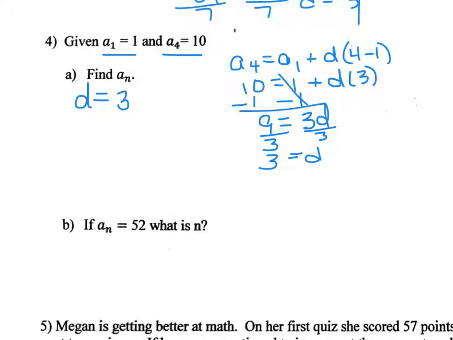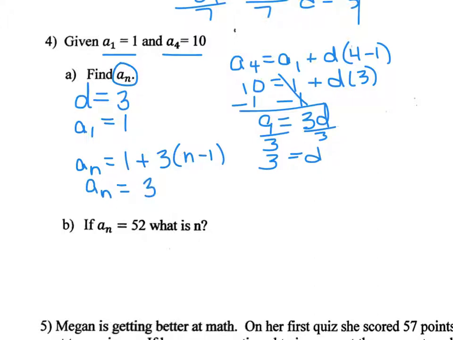So from there, I want to find the explicit formula. So find A sub n. I need my A sub 1. So I just plug it in. A sub n is equal to 1 plus the common difference times n minus 1. Just do the math. Just do the math, and I get 3n minus 2.